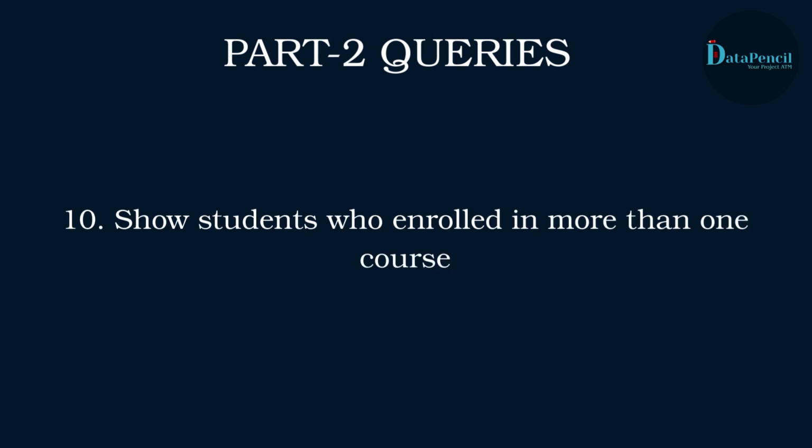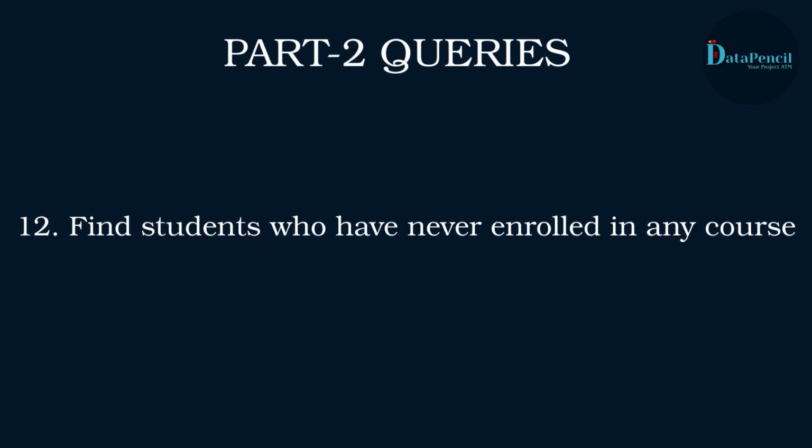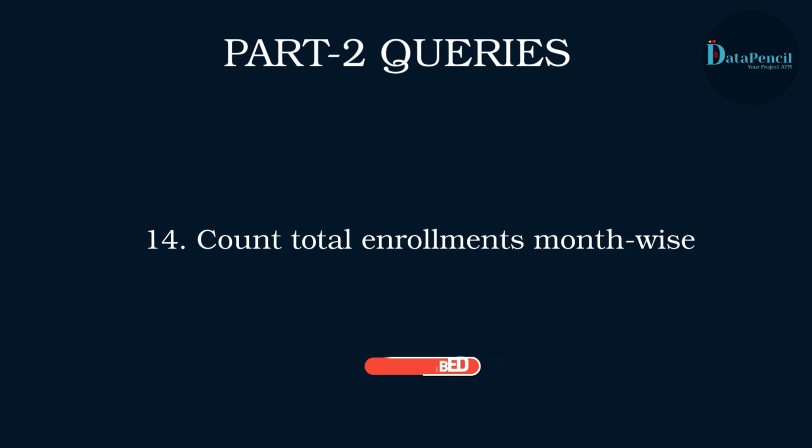Query 10. Show students who enrolled in more than one course. Query 11. Display courses with 0 enrollments. Query 12. Find students who have never enrolled in any course. Query 13. Show highest priced course. Query 14. Count total enrollments month-wise.